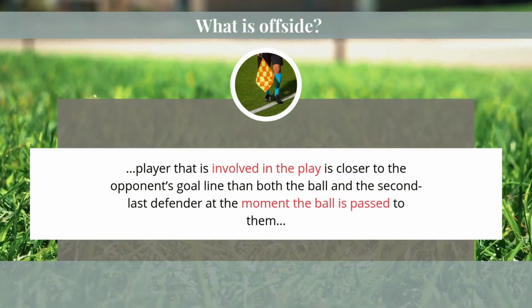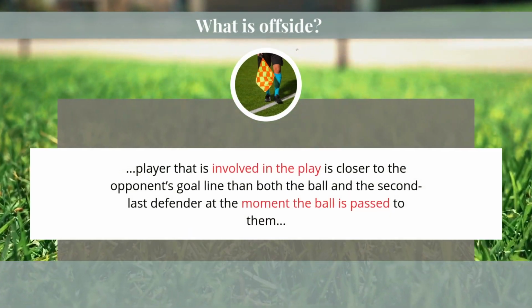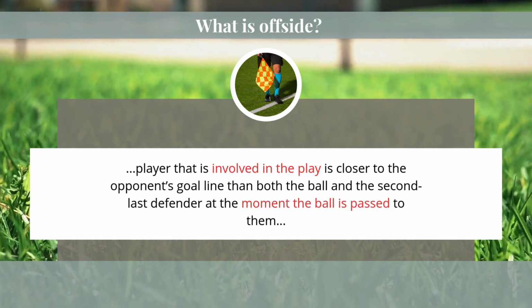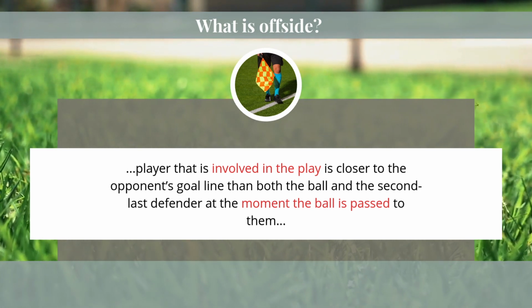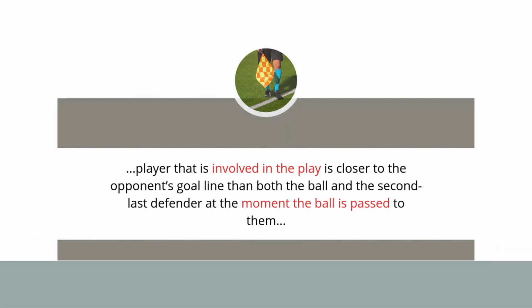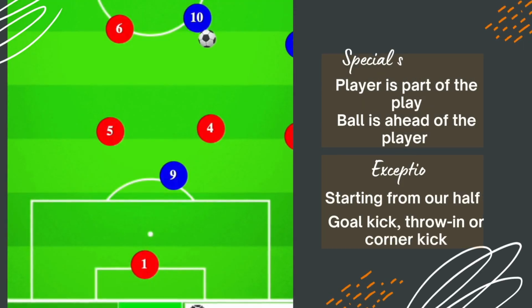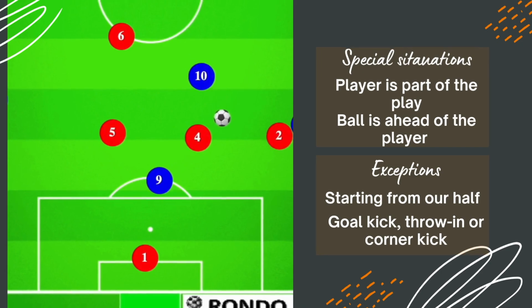Therefore, the player in offside has to be part of the play, meaning that if that player is not receiving the ball or interfering with the play, it is not an offside. Also, if the ball is ahead of the player that will receive it, then it cannot be offside because the offside line cannot be behind the ball.